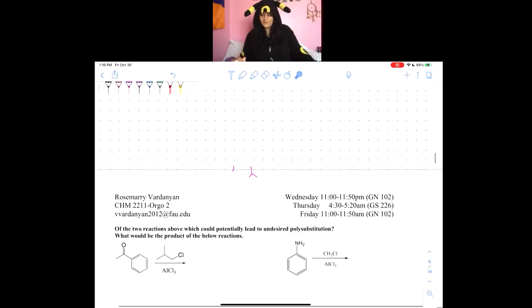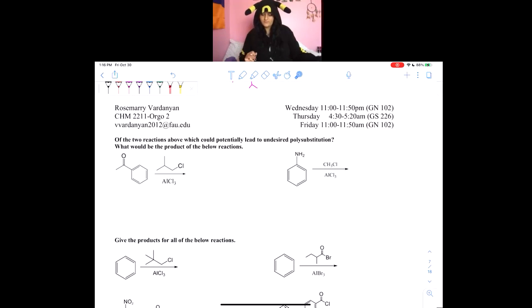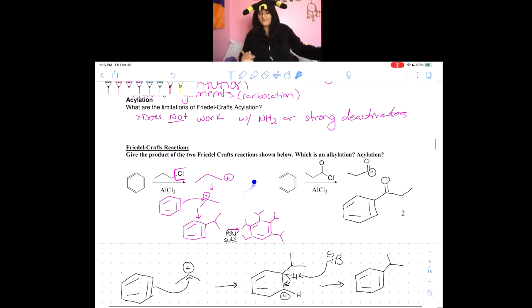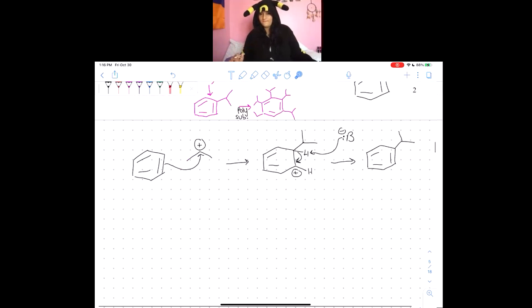Okay, so if we scroll on down, I don't know why it says of the following reactions above. Oh, right, duh, never mind. I don't know why that was on a different page then. So out of these two, the next question is which of them could have an undesirable polysubstitution? And we already talked about it. It would only work for the alkylation, not for the acylation. So polysubstitution is only for alkylation. Okay.